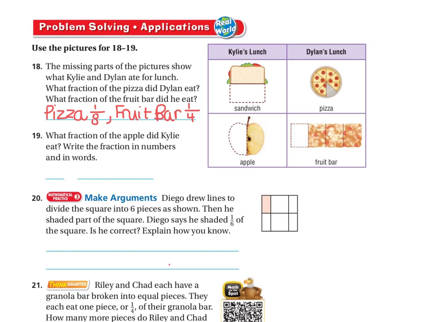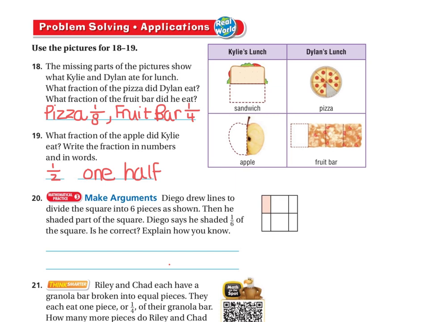If you did not answer both of those questions, your answer is not correct. You had to have both of those answers. The answer to number 18 is 1/2. You needed to write 1/2 in numbers like this and in words like this. You may jump ahead to number 20 if you did both of those things.